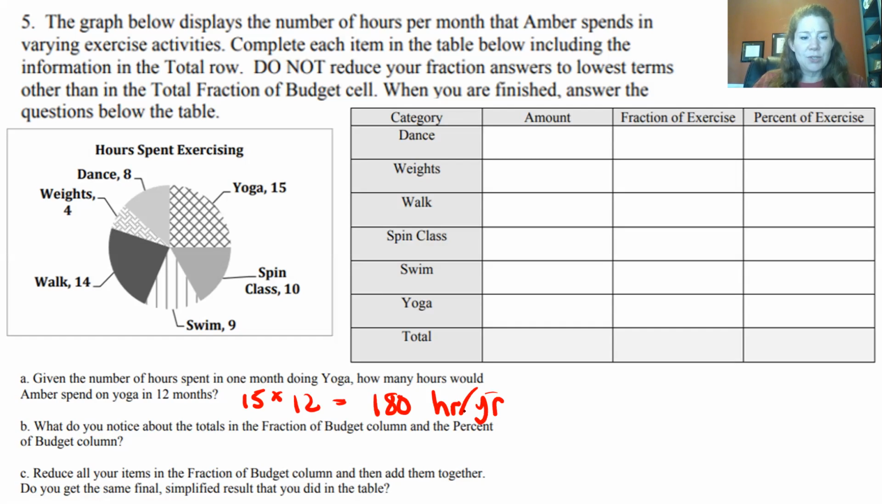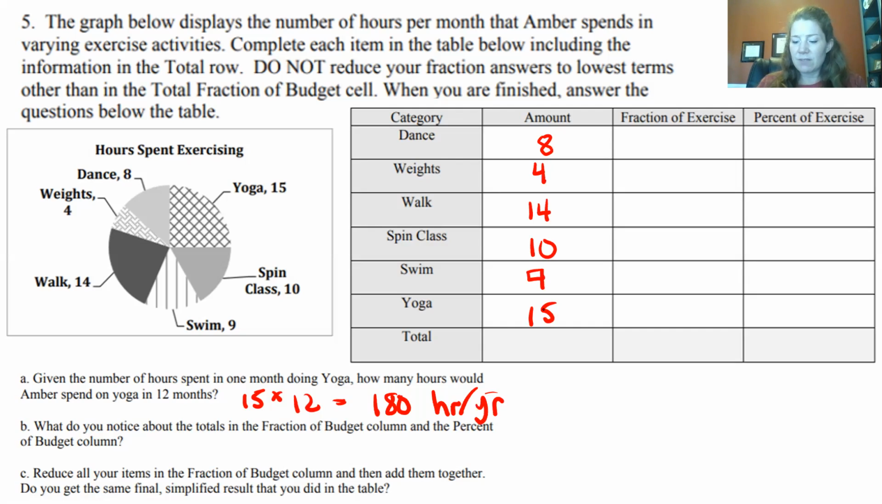All right, what do you notice about the total? Okay, let's go ahead and do our graph here first. In the category of dance, we had 8 hours, right? In weights, we have 4 hours. For walking, 14 hours. Spin class is 10 hours. Swim, 9 hours. Yoga is 15 hours. Wow, this person is busy.